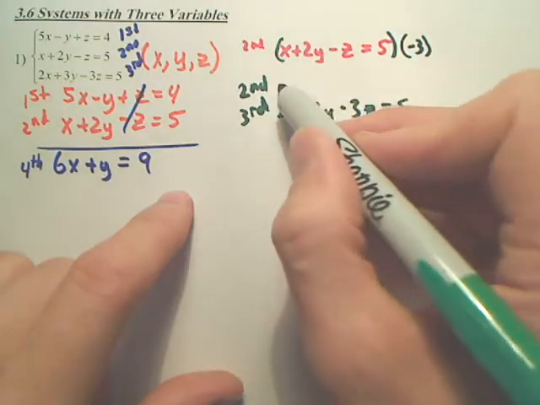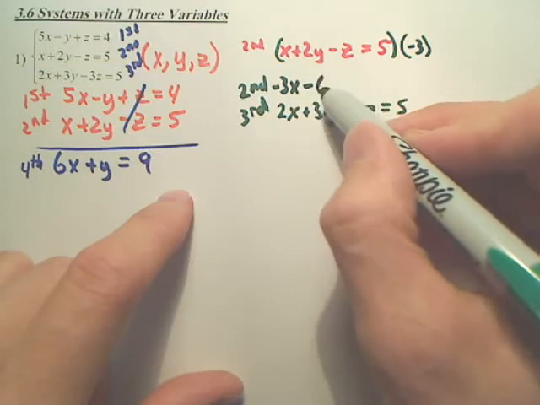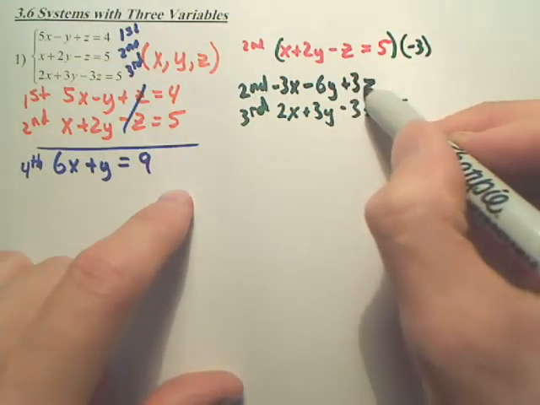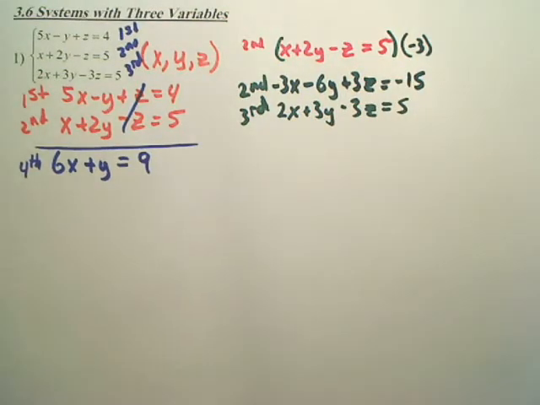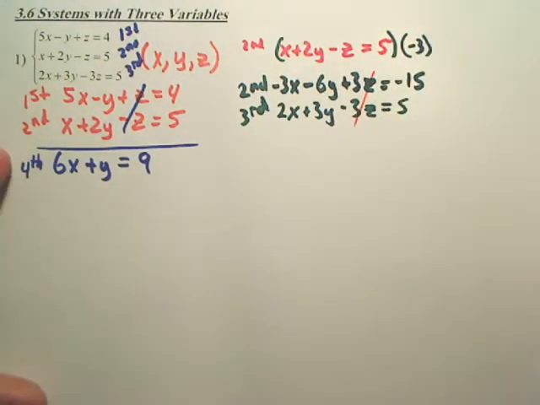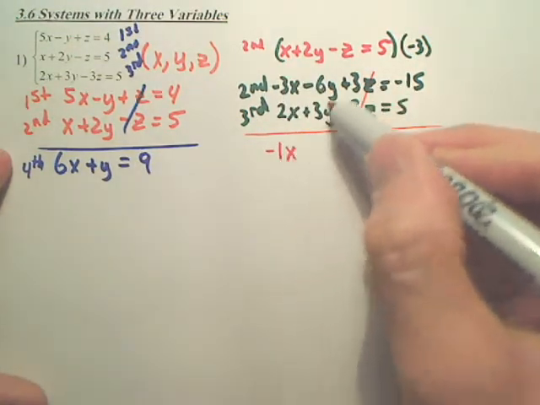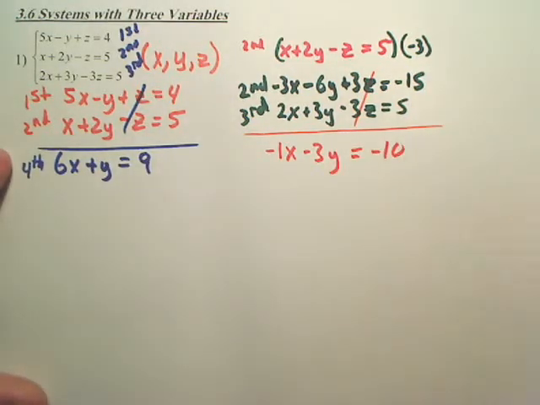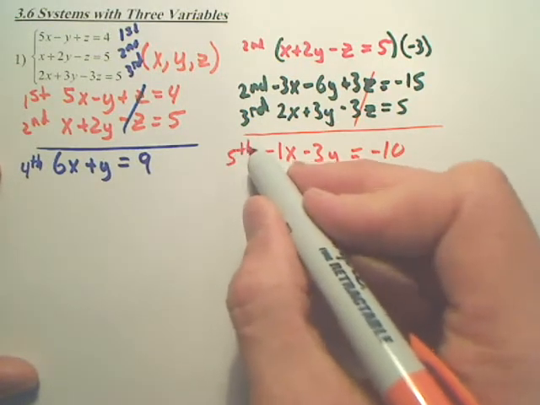Because negative 3 times x will give me negative 3x. Negative 3 times 2 will give me negative 6y. And negative 3 times negative z is positive 3z. And negative 3 times 5 is negative 15. Was that a good choice? Yeah, my z's are gone. That gives you negative 1x, negative 3y, and negative 10. What do you think I'm going to call this equation? My fifth equation.